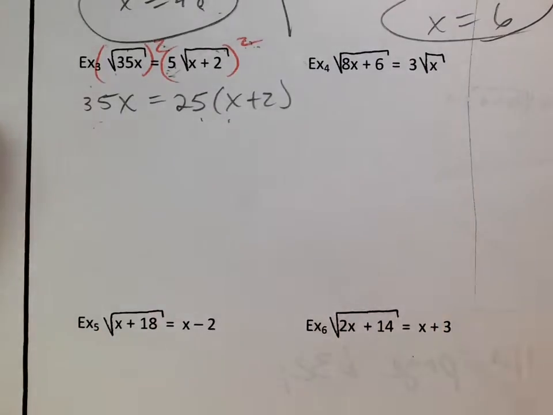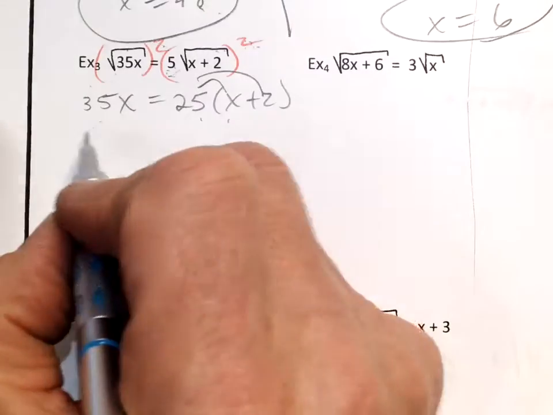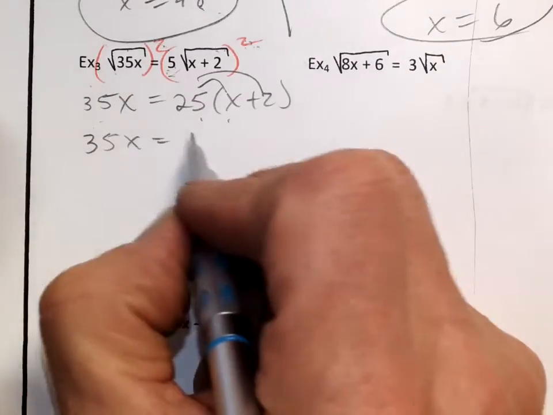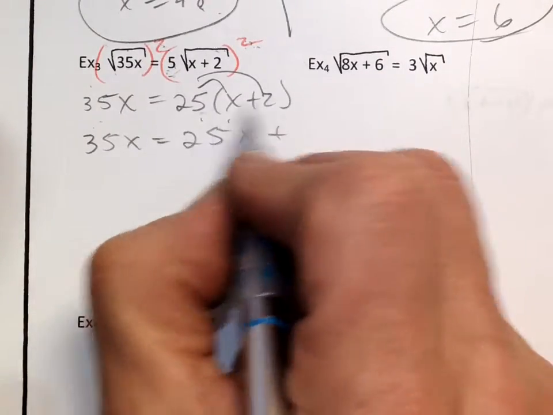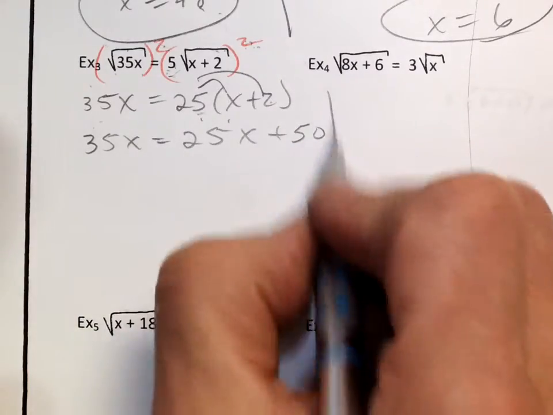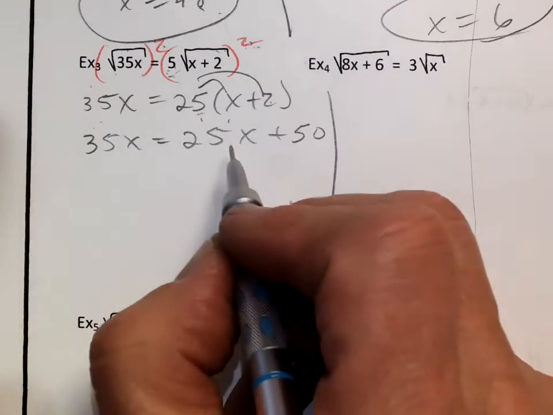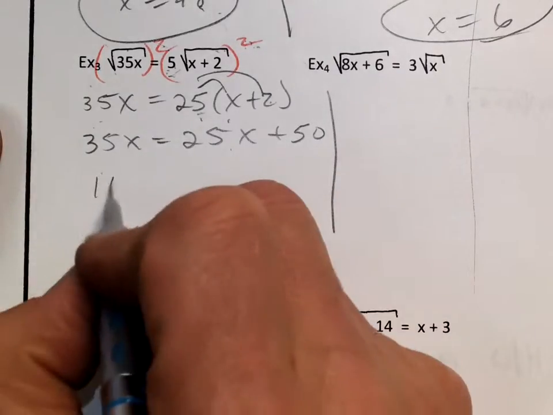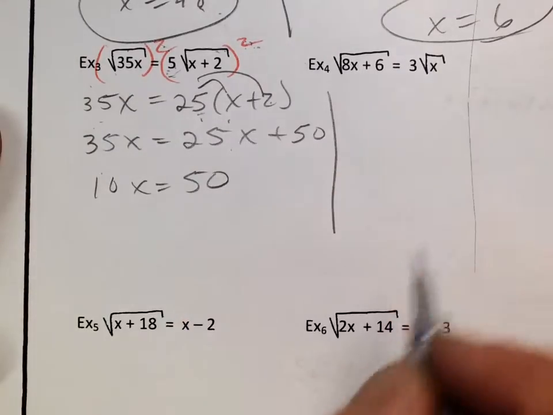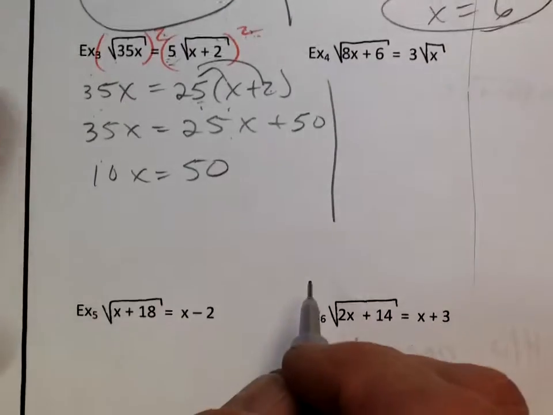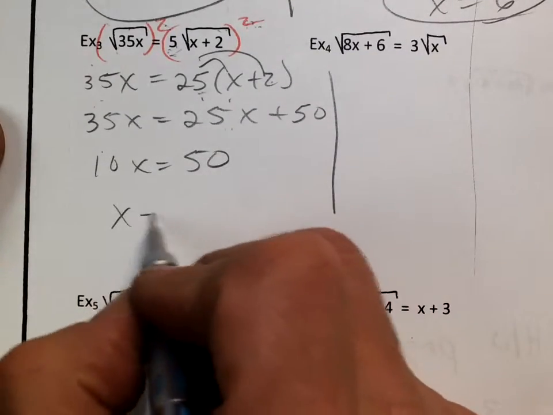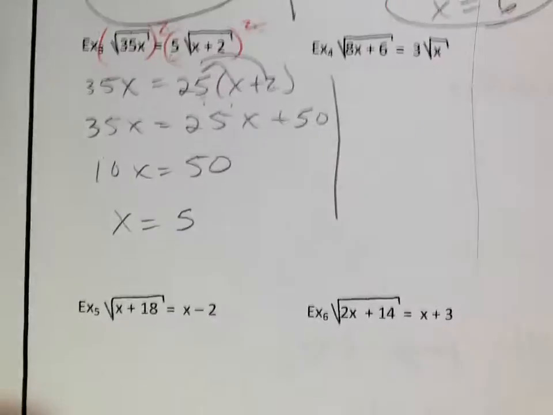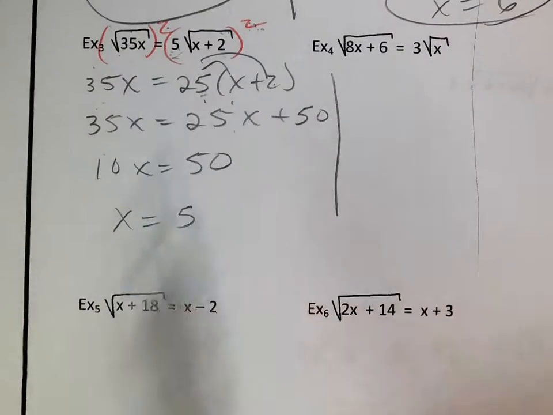Okay, now I'm just going to solve like I always do. I'm going to distribute. 35x equals 25x plus 50. Minus 25x, minus 25x, I get 10x equals 50. Divide by 10, x is 5. Seems like a reasonable answer, and it is. If you plugged it in, you'd be okay, all right?